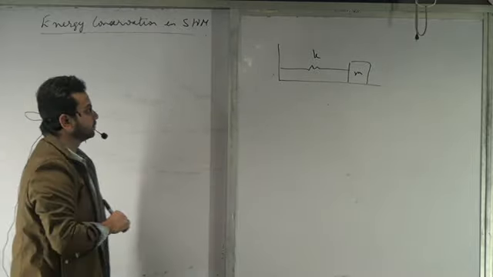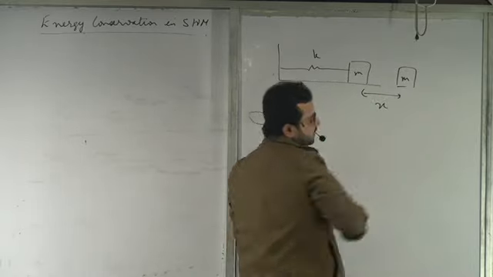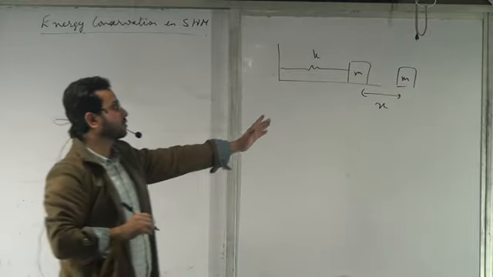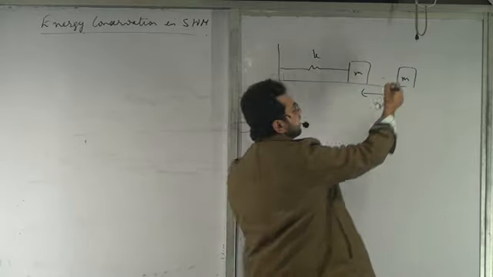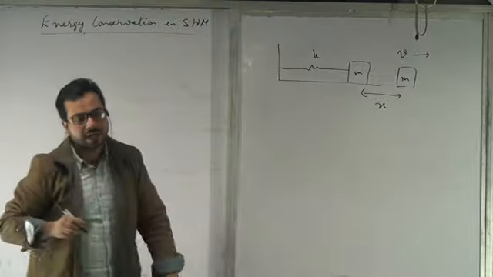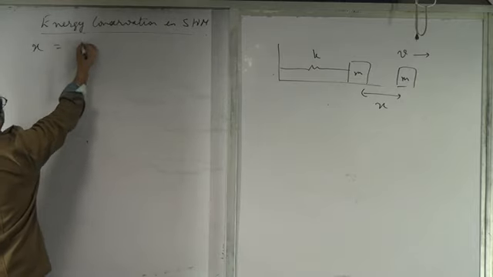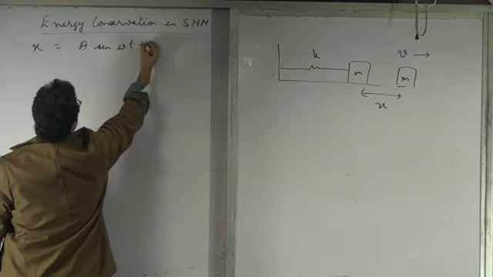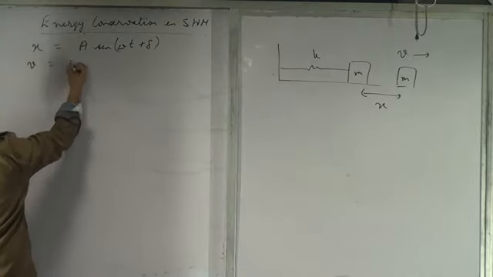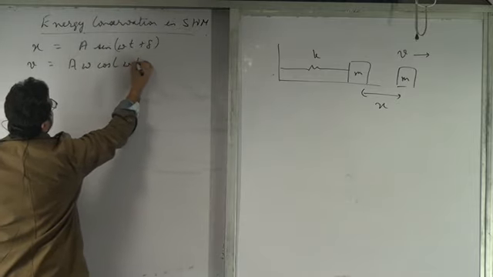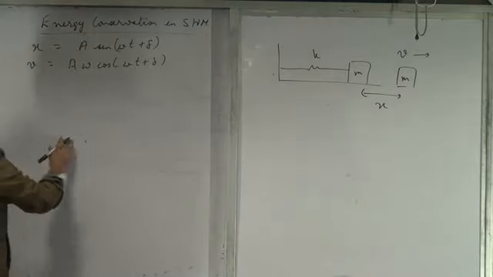So if you displace it by a certain distance, let's say at position x, so this is the mean position of the particle, let's say it is executing SHM. At a general position x it has a general velocity v. Now the equation can be given as a sin of omega t plus delta, that is the position of the particle. The velocity will then be given as a omega cos of omega t plus delta. Is that correct?